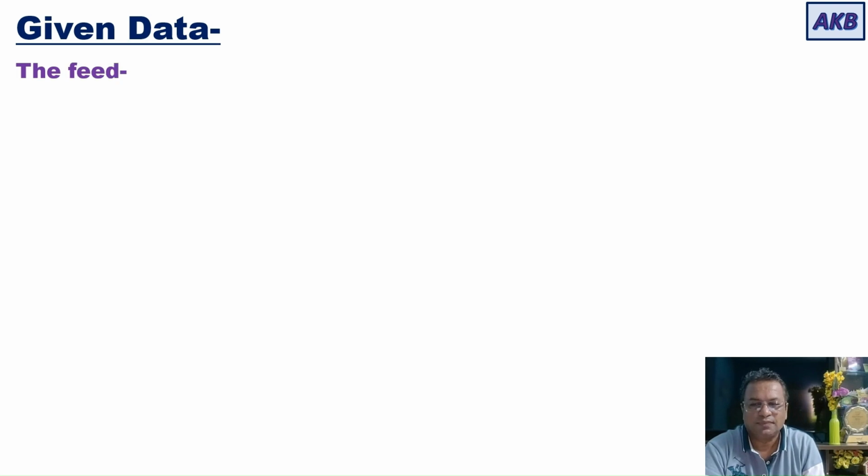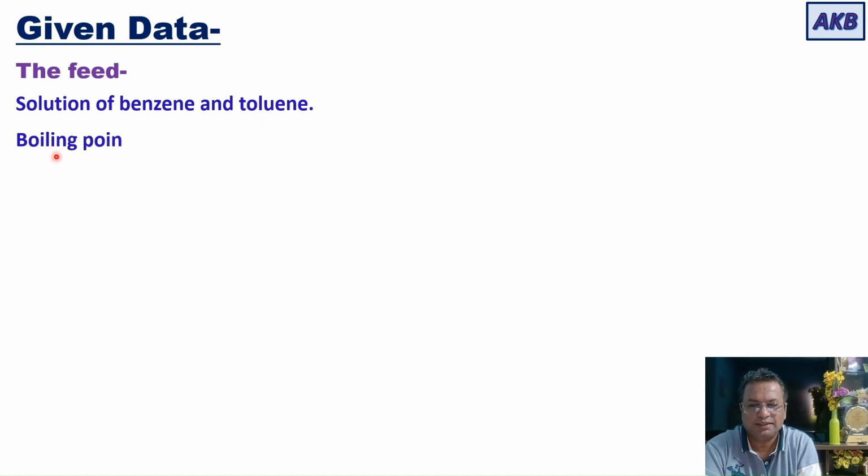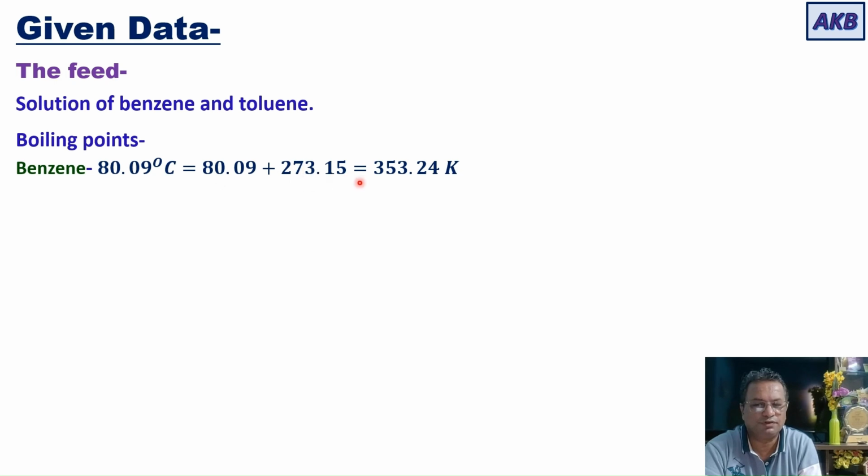So, given data. Regarding the feed, the feed is a solution of two components, benzene and toluene. Then boiling points of these two components are given to us. Boiling point of benzene is 80.09 degrees Celsius, that is 80.09 plus 273.15, which is 353.24 Kelvin. Then the boiling point of toluene is 110.6 degrees Celsius, that is 110.6 plus 273.15, which is nothing but 383.75 Kelvin.